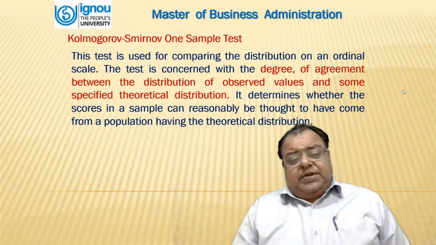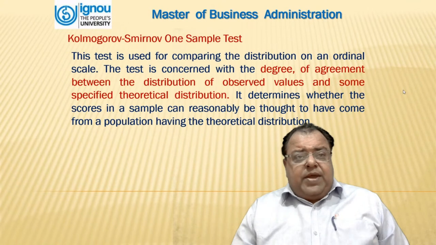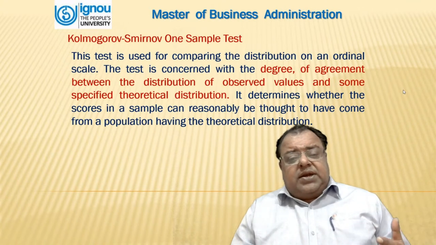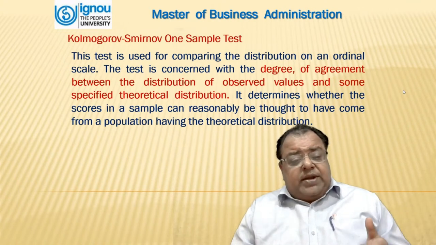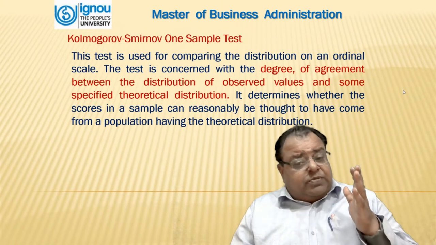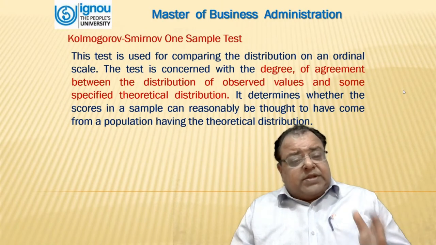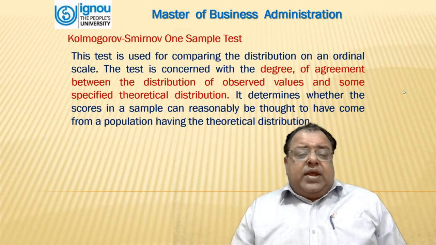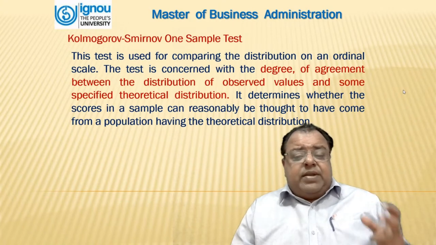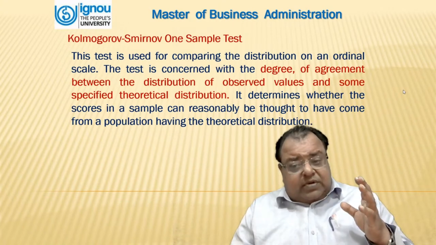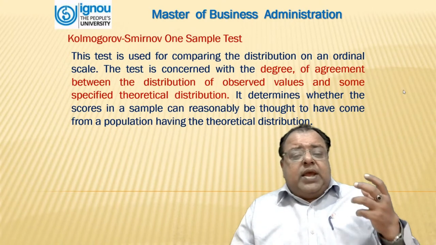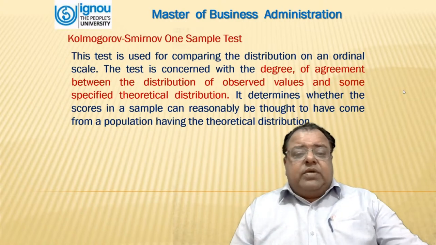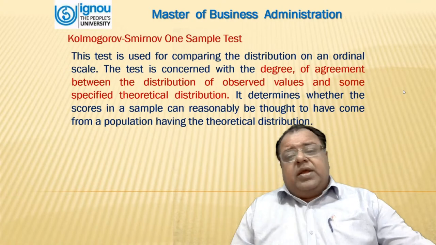Kolmogorov-Smirnov one sample test. This test is used for comparing the distribution of an ordinal scale. The test is concerned with the degree of agreement between the distribution of observed values and some specified theoretical distribution. It determines whether the scores in a sample can reasonably be thought to have come from a population having the theoretical distribution.